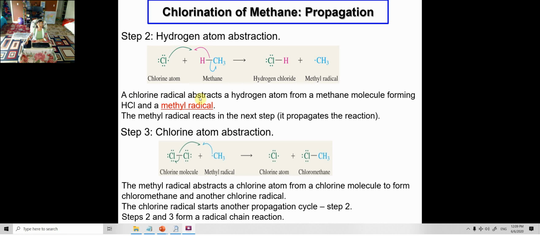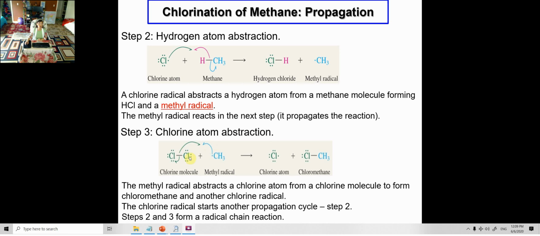So again, hydrogen atom abstraction: the chlorine radical abstracts a hydrogen atom from your methane molecule, forming HCl, hydrogen chloride in this case, and a methyl radical. Your methyl radical is going to react with chlorine in the following step. This step you consider propagation. So the methyl radical reacts with your chlorine. Chlorine again has a weaker bond compared with carbon-carbon and carbon-hydrogen bonds.